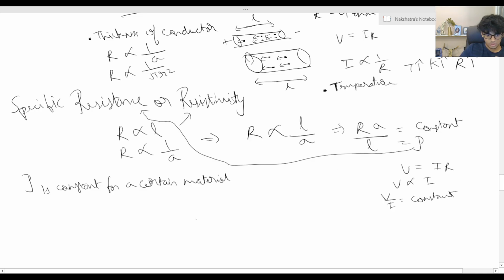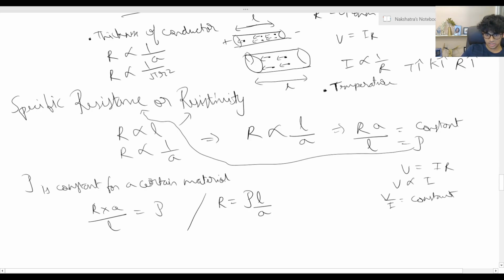तो हमें क्या मिलता है? R into area of cross section upon the length of the conductor is equal to specific resistivity, और इससे we also get the formula of resistance. Resistance is equal to rho into length of the conductor upon area of the cross section of the conductor. ठीक है? And rho is constant for a certain material.